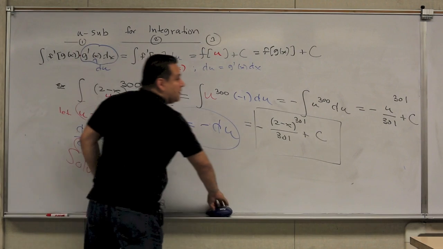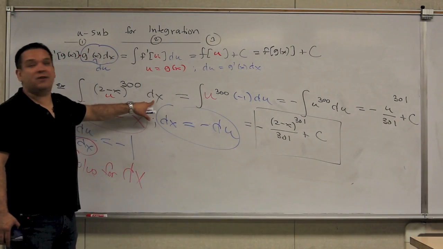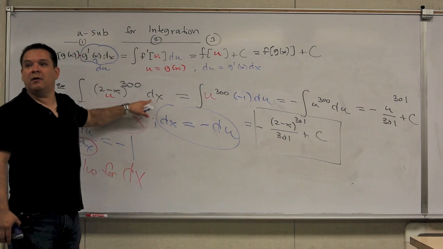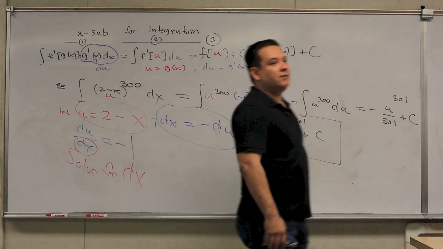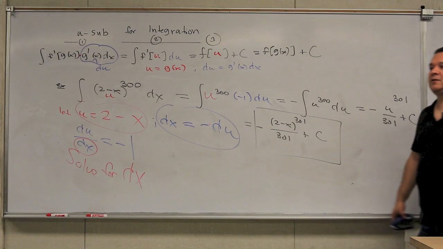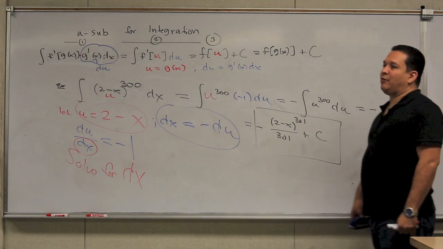But this is the real process now. Don't solve for du, solve for dx, and substitute that dx here always to get your du. Okay, can I erase this? You guys have that in your notes? So now that you know this process, let's do another problem, and then I'm going to have you guys try some examples on your own.